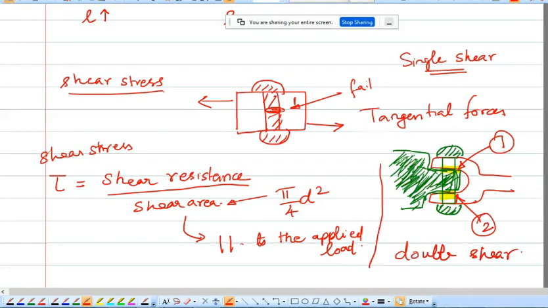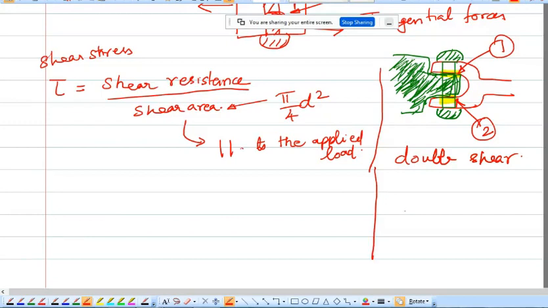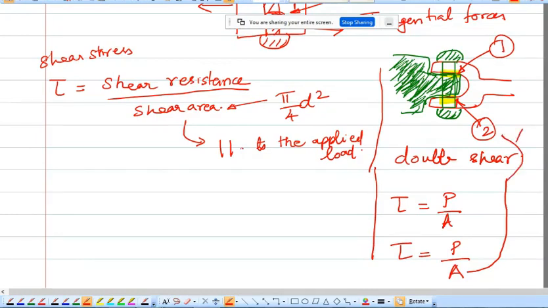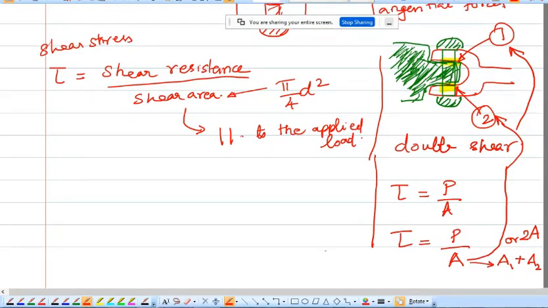In the formula, shear stress equals force by area. This is a case of single shear, but for a double shear, in the area you have to consider both the areas, area 1 and area 2. So this area will be A1 plus A2, or if it is a uniform area, you can say it as 2 times A. Okay. So with this we can end this lecture on stress and strain.